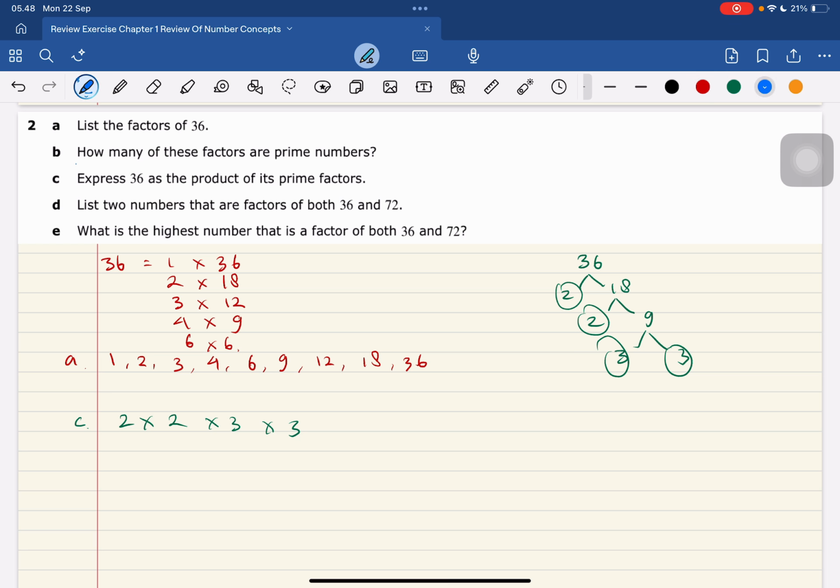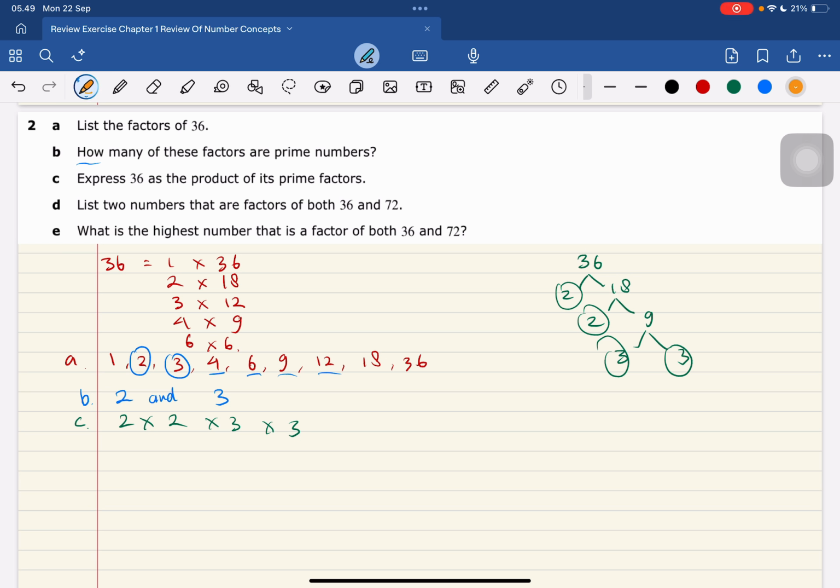Okay, for B, how many of these factors are prime numbers? So let's check it. Okay, 2 is a prime number, 3 is a prime number, 4 is not, 6, 9, 12. Okay, so there are only 2 prime numbers, which are 2 and 3.